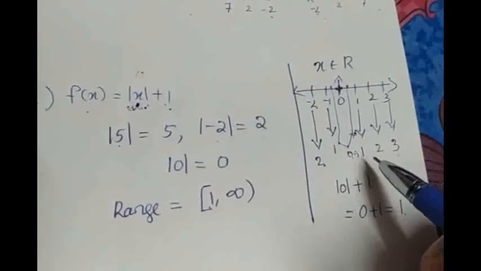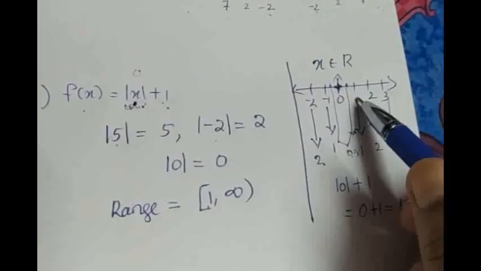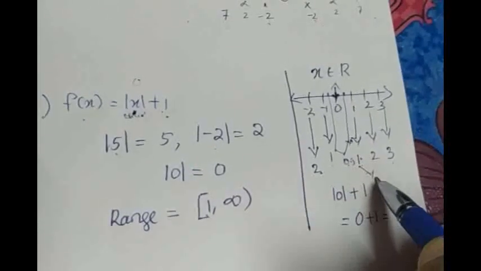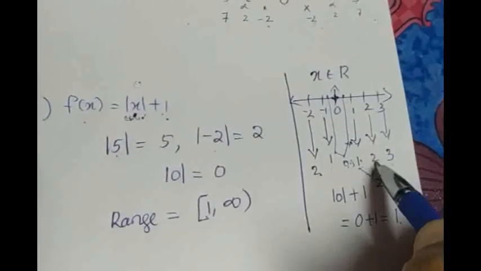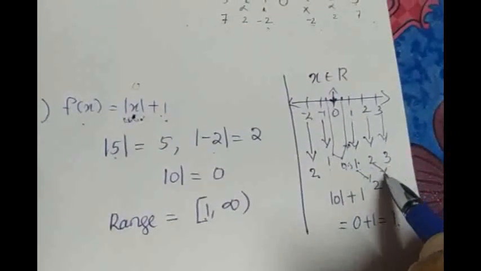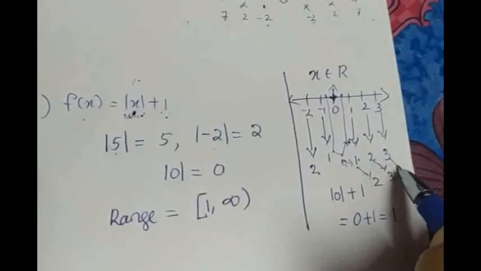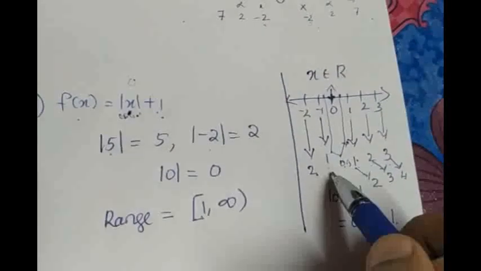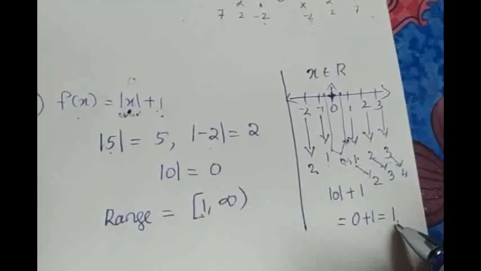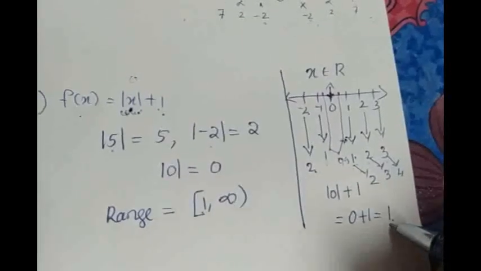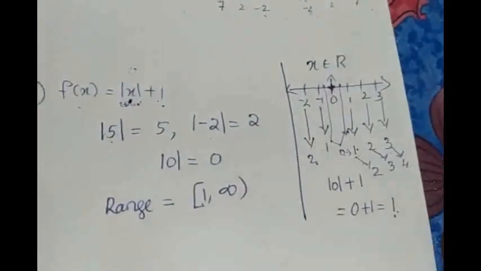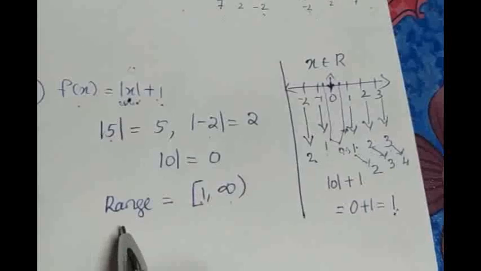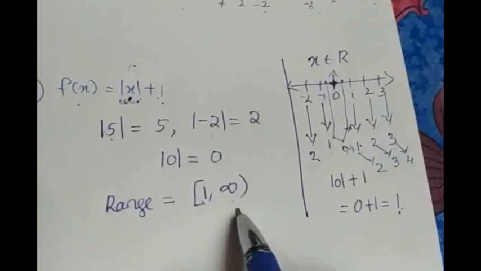That is the minimum value the function can take. Our function is mod x plus 1. For modulus 1, this function will give you the value 1 plus 1, 2. If modulus of 2 is 2, the function value will be 2 plus 1, 3. When modulus value is 3, the function value is 3 plus 1, 4, and it goes on. The same holds to the left side also, isn't it? So the least value f of x can take is 1 and the maximum value f of x can take is the biggest positive number, which is represented as infinity. As 1 is included, the range is the closed interval 1 to infinity.